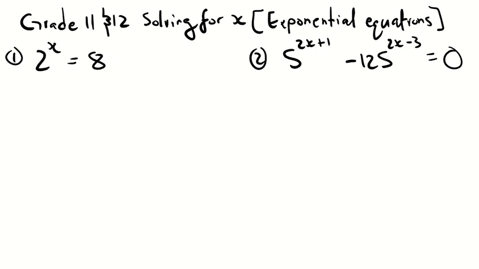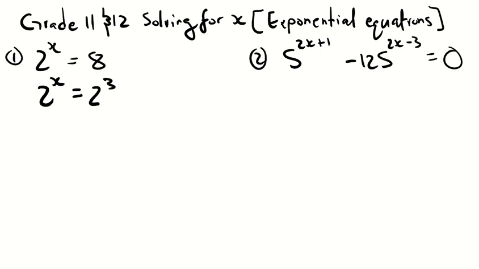Here we have 2 to the power x is equal to 8. What you need to do here is to make sure that the bases are the same, right? So 2 to the power x is equal to 2 to the power 3. 8 is 2 to the power 3. So that's why we chose 2. It's because we wanted the bases to be the same.